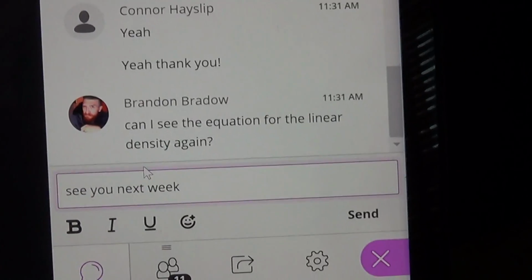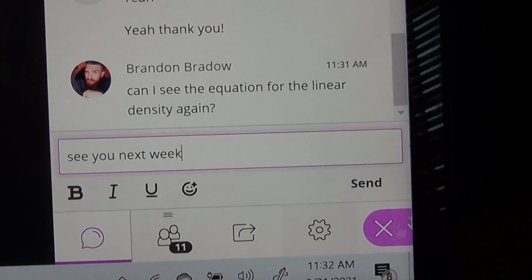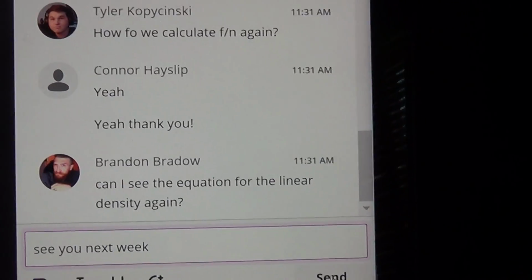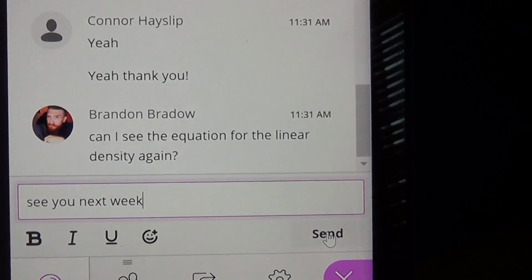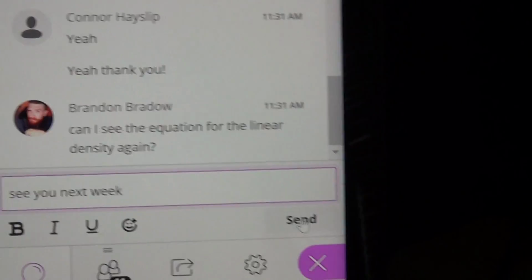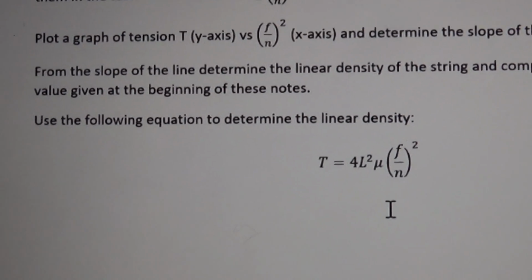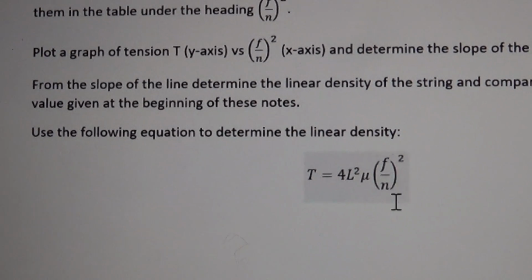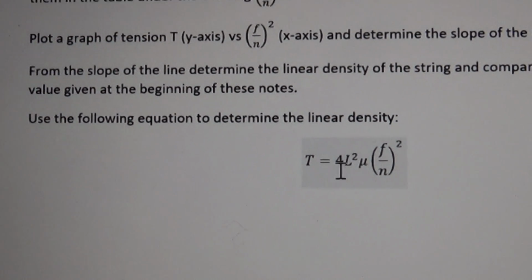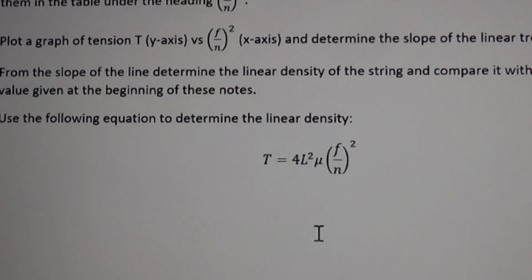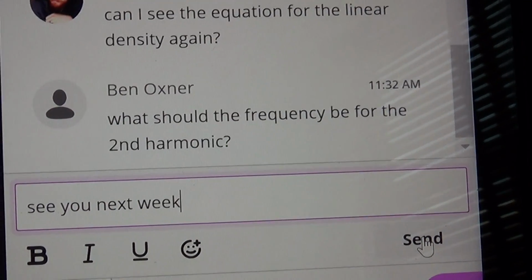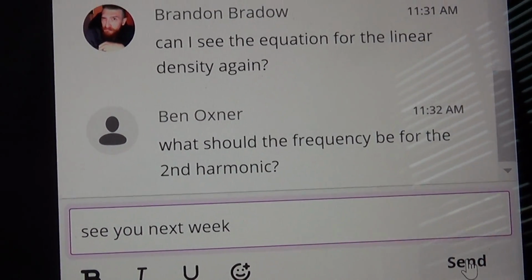It's actually for the linear density, but I can show you the equation. Okay, so down here we've got the linear relationship. We're calling it a linear relationship because we're just going to do it that way. So the tension T is the y, and the F over N squared is the x, and so what's left is the slope value of 4 times L squared times mu. So whatever slope value you get, Brandon, equate that to 4L squared mu, and then just divide your slope by 4L squared, and that should give you mu.